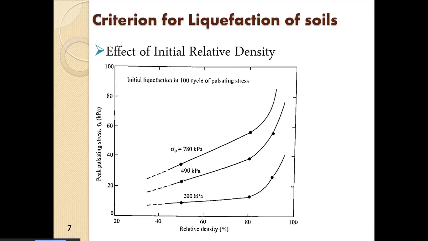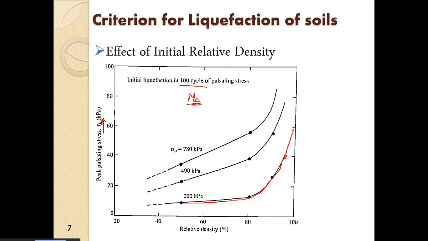So here we see this is the peak pulsating stress, this is tau cyclic. With increasing relative density, for the same confinement, for 100 cycles, considering the number of cycles constant at 100, the peak pulsating stress here you see is increasing asymptotically.